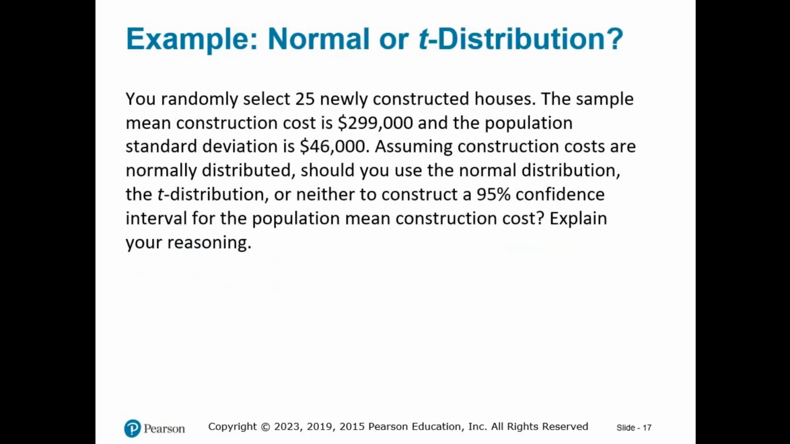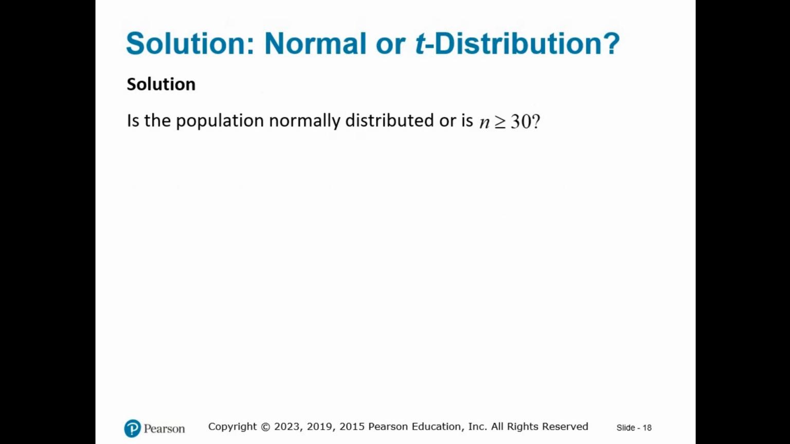You randomly select 25 newly constructed houses. The sample mean construction cost is $299,000, and the population standard deviation is $46,000. Assuming construction costs are normally distributed, should you use the normal distribution, the t-distribution, or neither to construct a 95% confidence interval for the population mean construction cost? Explain your reasoning.